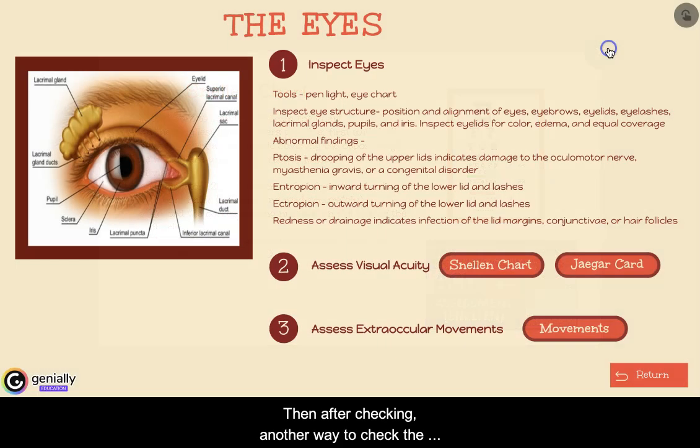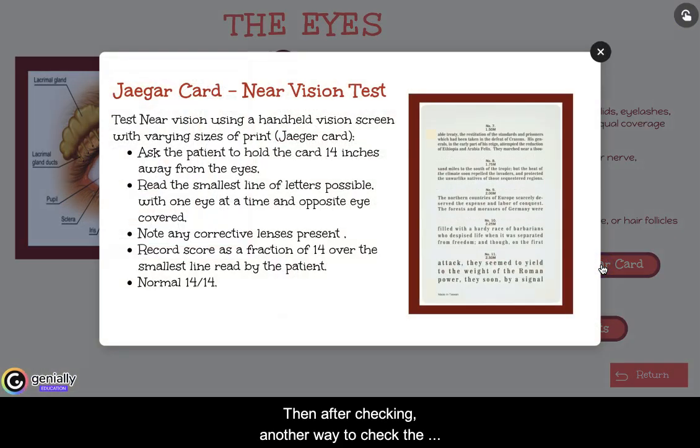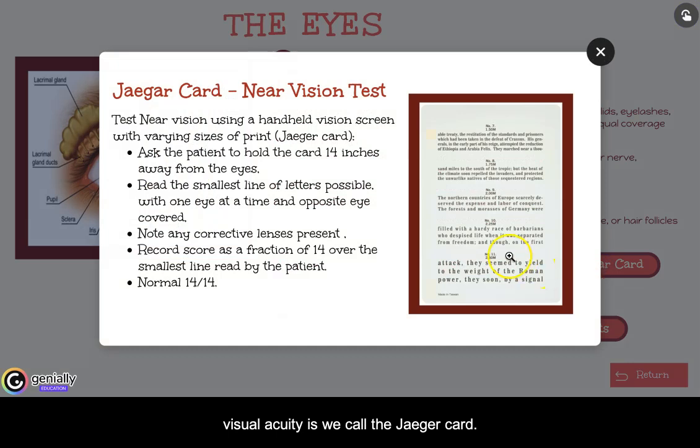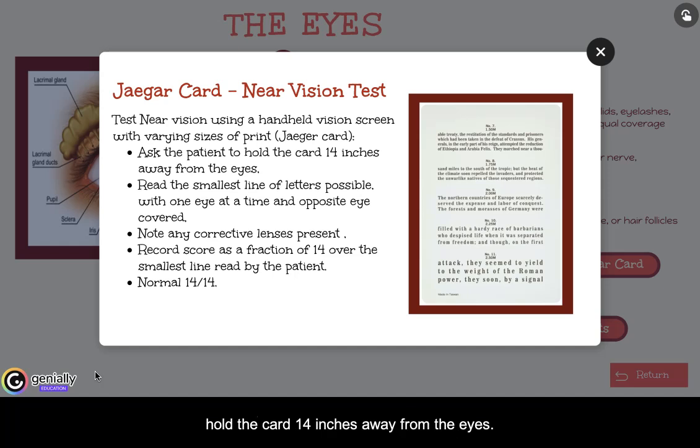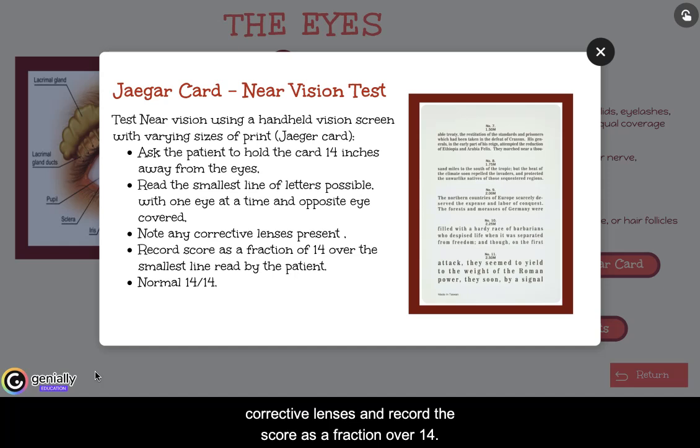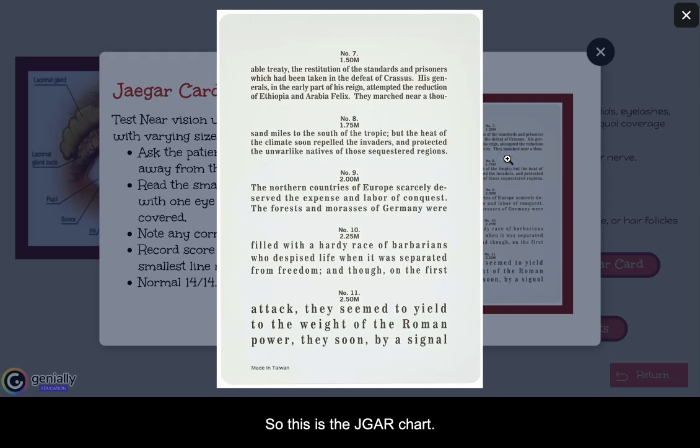Then after checking, another way to check the visual acuity is we call the Jaeger card. We test near vision. You use a handheld vision screen, and then you use the Jaeger card and ask the patient to hold the card 14 inches away from the eyes, read the smallest line of letters, very similar to the Snellen chart, note if they're wearing any corrective lenses, and record the score as a fraction over 14. So this is the Jaeger chart.